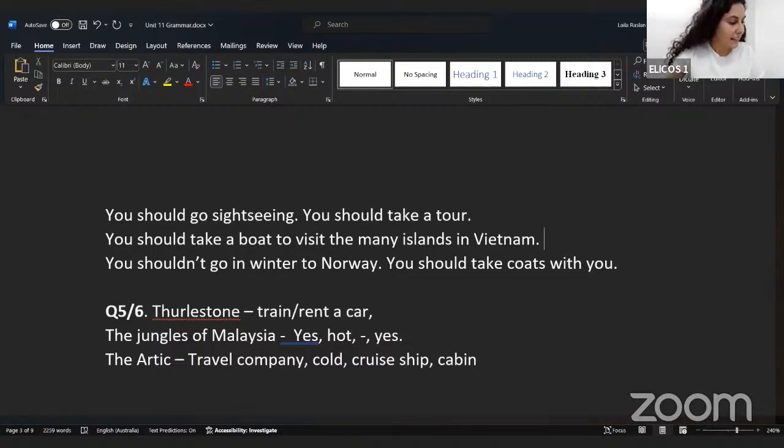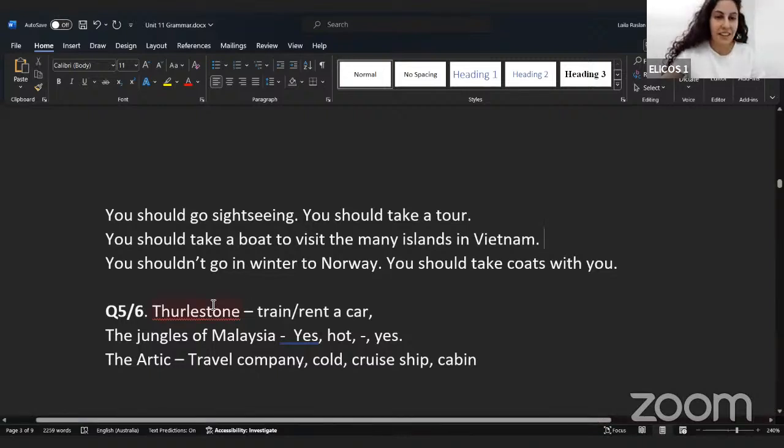If someone said in Norway, it's very cold in December and January. So maybe I should say to them, well, you shouldn't go in winter to Norway. Okay, the negative, you shouldn't go in winter to Norway because it's very cold. You should take coats with you. Okay, coats. Like you should take a jacket. You should take coats so you can stay warm.